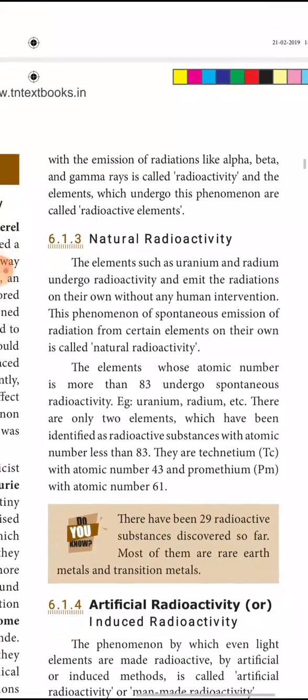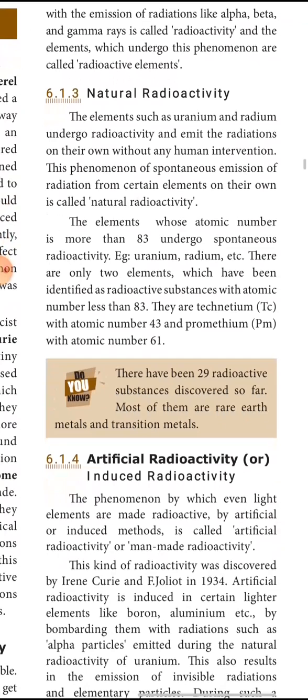Then the next one, natural and artificial. Natural means it will emit spontaneously. Artificial means man makes the thing happen. The elements such as uranium and radium undergo radioactivity and emit radiation on their own. The spontaneous emission of radiation from certain elements on their own is called natural radioactivity.